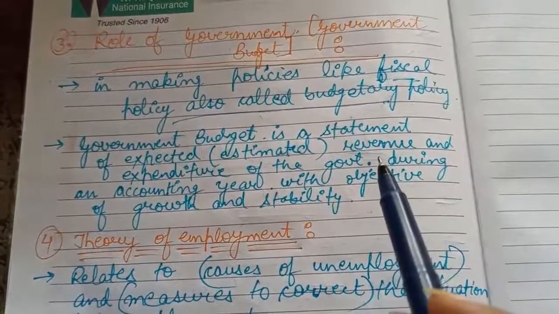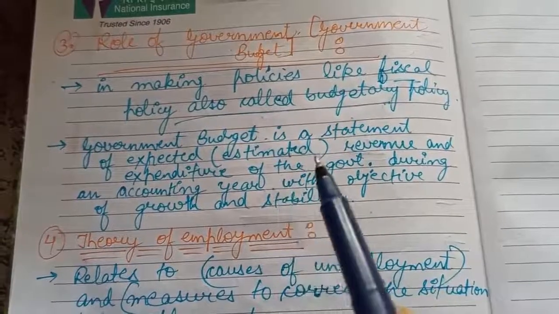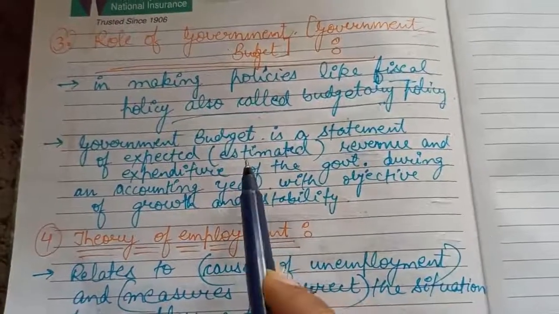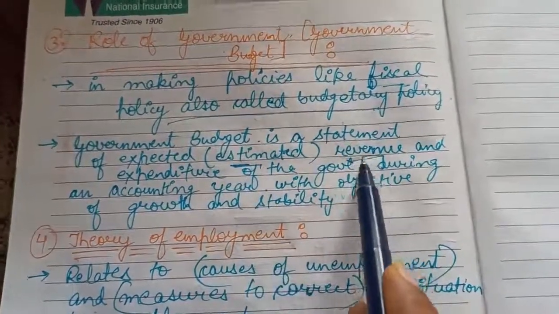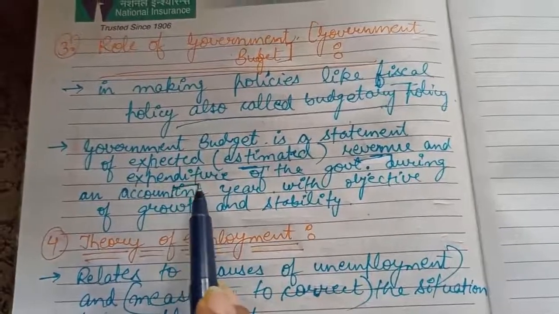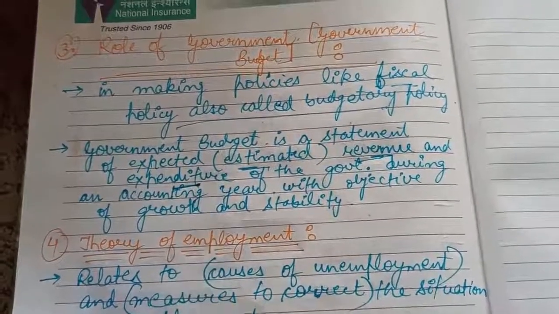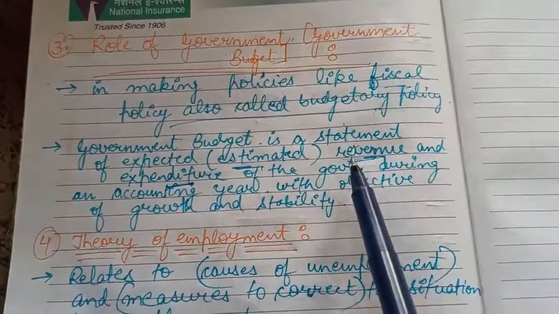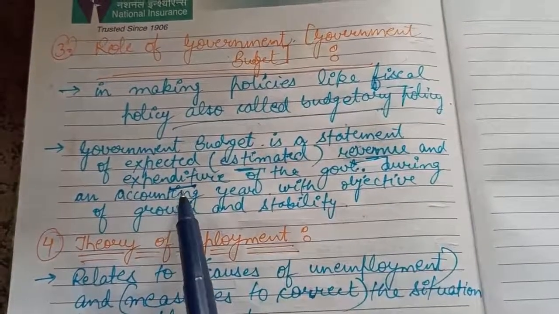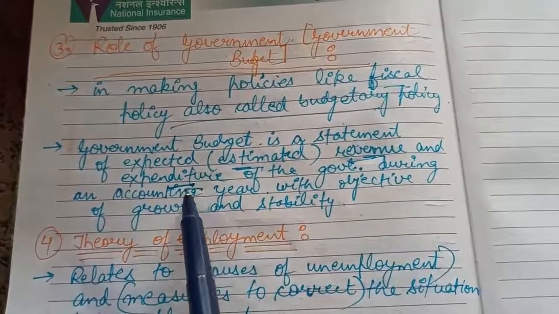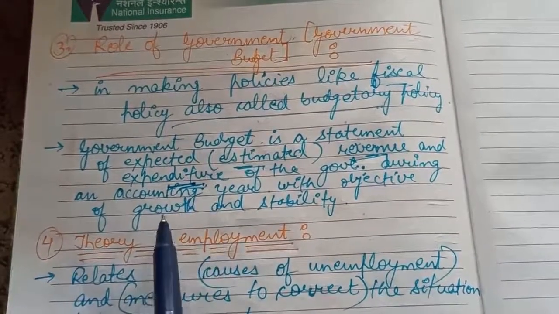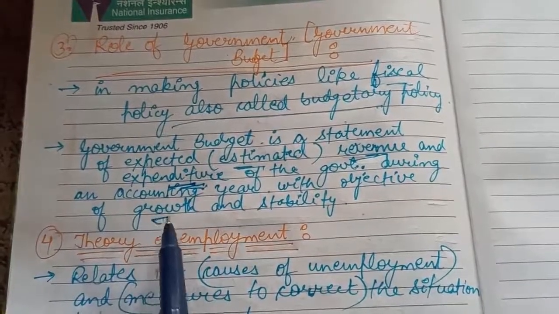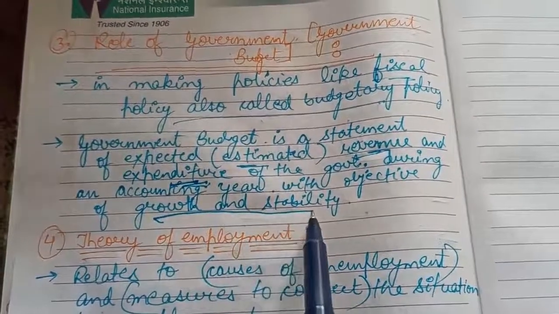What did she explain in it? She showed the estimation of revenue and expenditure of the government, that is, from where the government will generate revenue and where the government will spend the revenue generated, and the basic motive of that is the growth and stability of the nation.